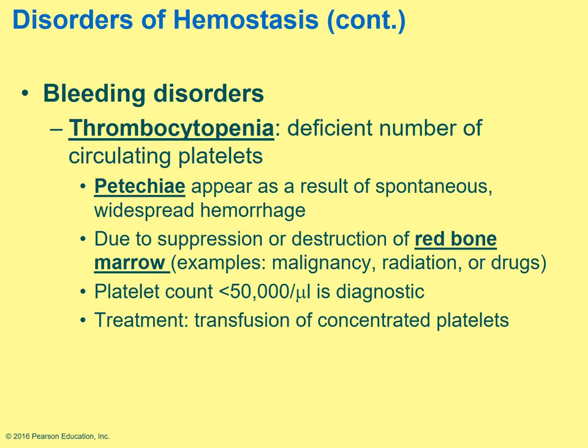Different bleeding disorders. There are different types of bleeding disorders. Some of them are due to not enough platelets, so a decreased number of platelets circulating. Obviously, if you don't have enough platelets and you have an injury, then it can't form the clot, which is going to lead to excess bleeding. Some of these are due to destruction of the red bone marrow. What would be the treatment? Well, you could get a transfusion of concentrated platelets.